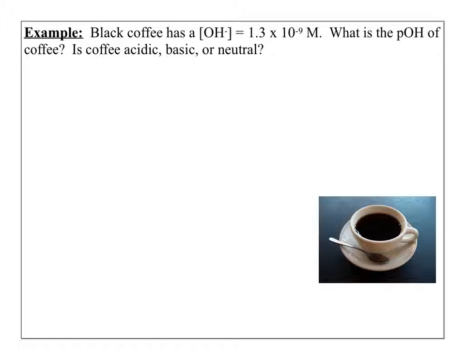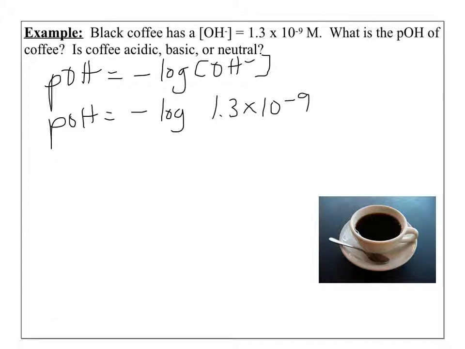In this next example problem, we have black coffee with a hydroxide ion concentration of 1.3 times 10 to the negative 9th molar. Again, those are units for concentration. We would like to know the pOH of coffee and if it's acidic, basic, or neutral. pOH is calculated by taking the negative log of the hydroxide ion concentration. So we're going to use our calculator and take the negative log of 1.3 times 10 to the negative 9th. We get a pOH of 8.9.